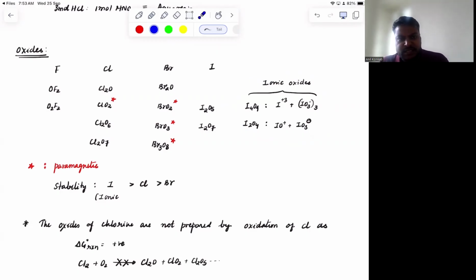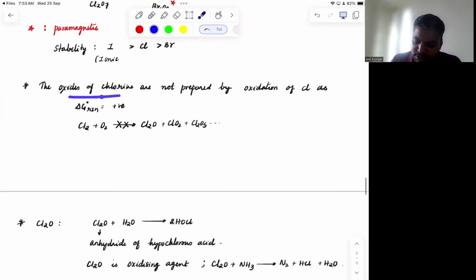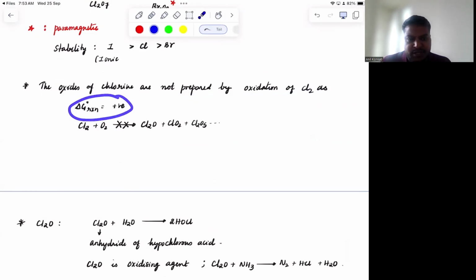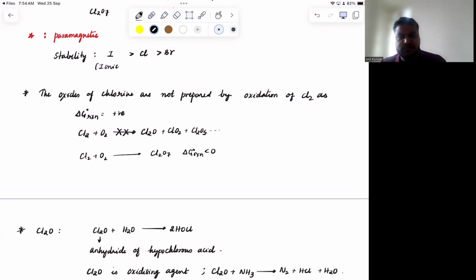If you notice the delta H of formation, here I have written that the oxides of chlorine are not prepared by simple oxidation of chlorine, as delta H is always positive for them. So those reactions will not happen, such as Cl2O and ClO2. But except for Cl2O7, the formation of Cl2O7 is going to have delta G of the reaction negative. Correct?